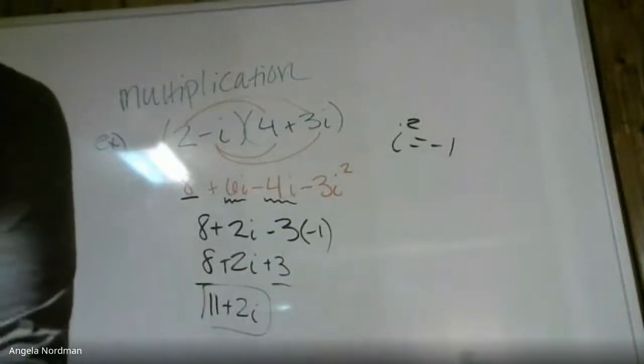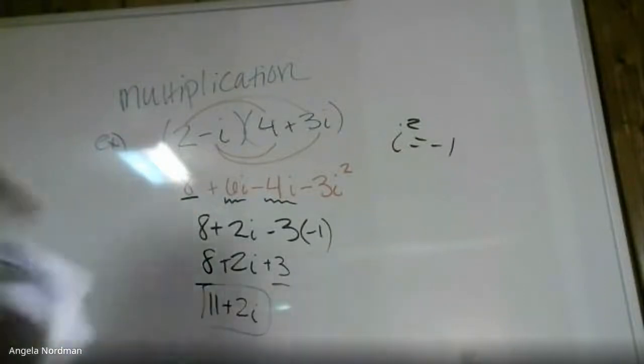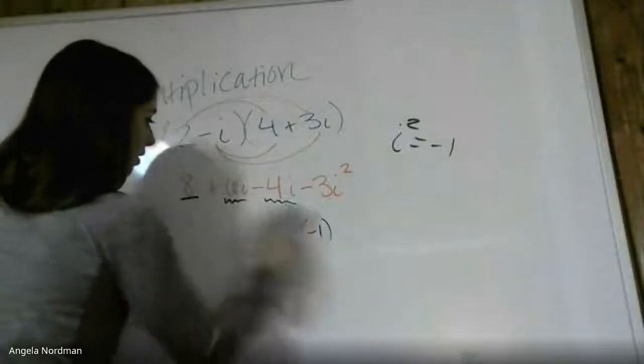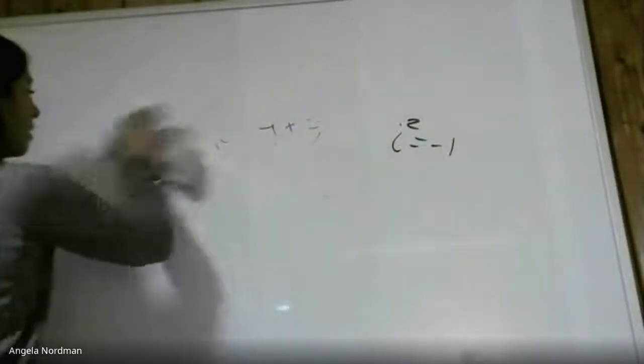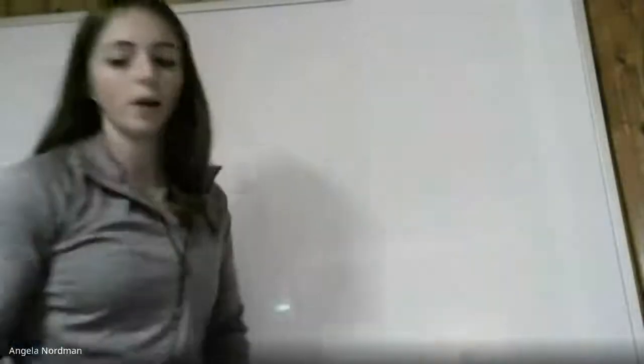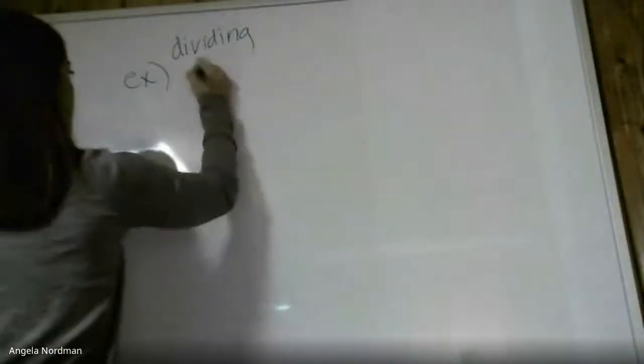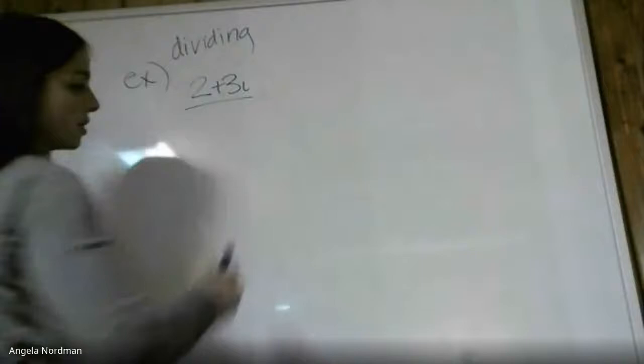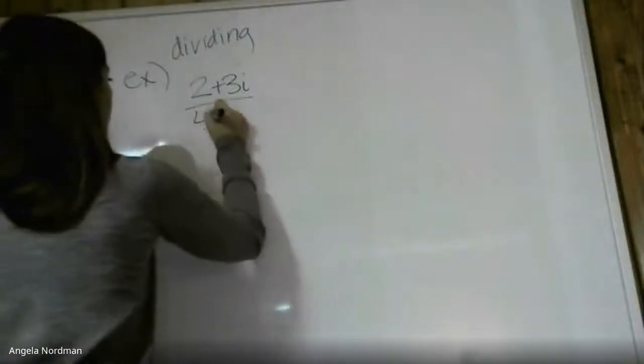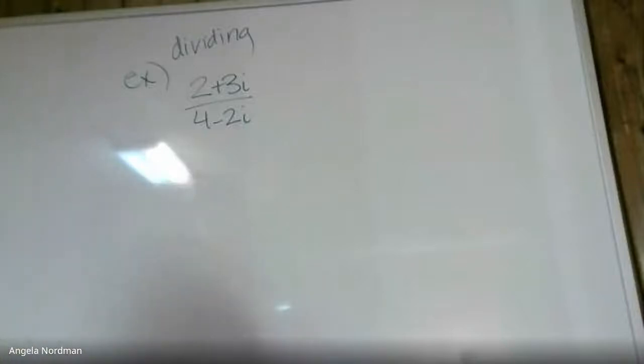So the very last thing we have to talk about then would be division. With division, this is the one process that's going to be a little bit different than anything else we've done before. You may have seen this process before, but you might not recognize it or remember exactly how to do it. So let's say, for example, that I want to divide 2 plus 3i by 4 minus 2i.